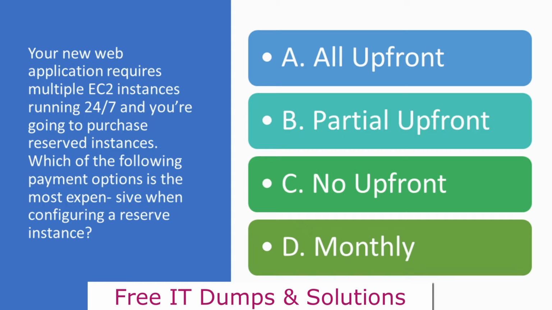Options we have: A. All upfront. B. Partial upfront. C. No upfront. D. Monthly. Correct answer for this question is option C, no upfront. Because no upfront is the most expensive option. The more you pay upfront, the lower the overall cost. There's no option called monthly.